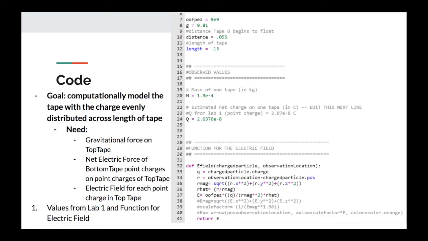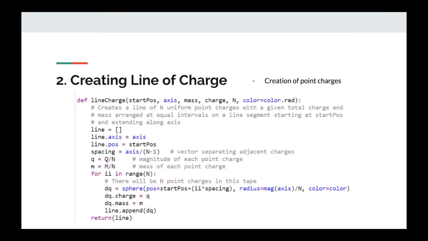The goal of the code in this lab was to computationally model the tape with the charge evenly distributed across the length of the tape. This means we need to model the gravitational force on the top tape as well as the electric force of the bottom tape's point charges on the point charges of the top tape. As shown on this slide, I used the values from Lab 1 and the function for electric field to start. The next part of the code created a line of point charges distributed evenly along the length of the tape.